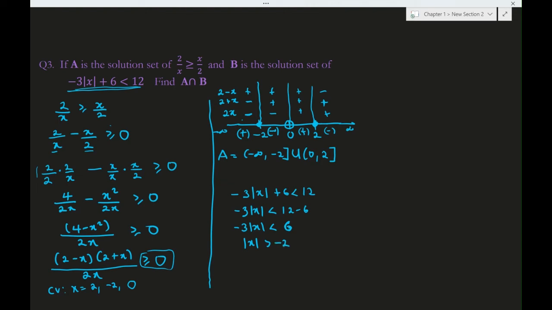Now, what is this saying? This is saying that the absolute value of x is greater than minus 2. And we know this is always true, right? Because don't forget, what is absolute value? Absolute value of x is greater or equal to 0. It means it's always positive, or the smallest it can be is 0. So this statement is always true.